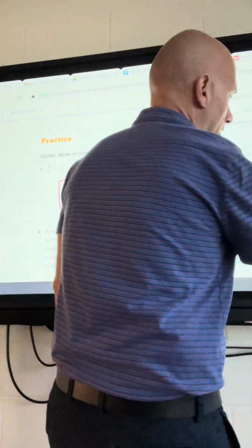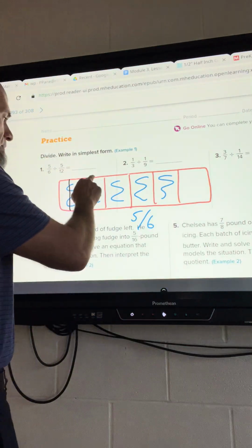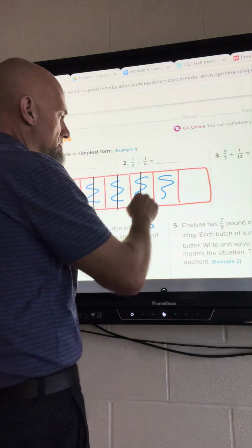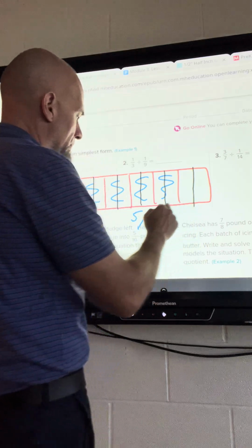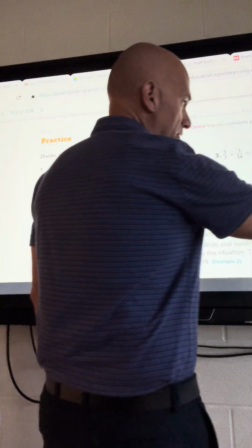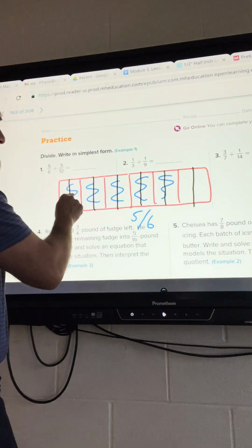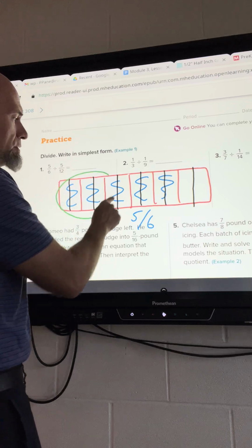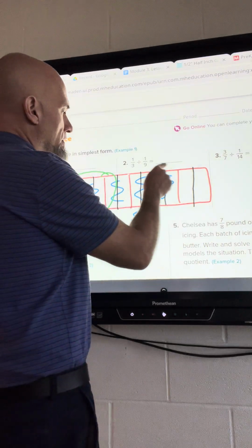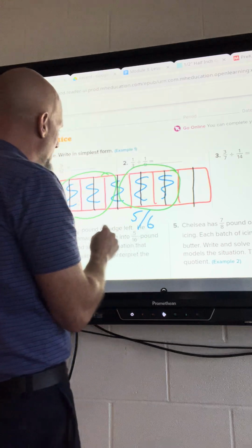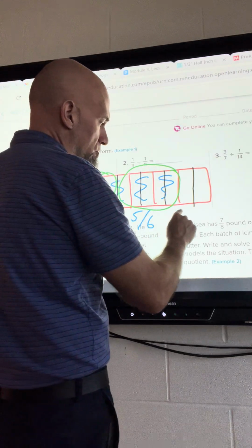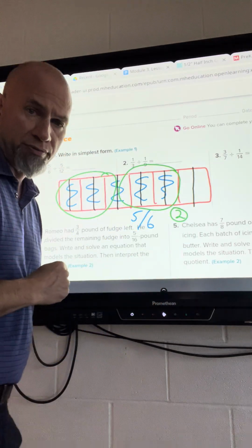And the way we would do that is we would cut each one of them in half. So now instead of 5/6, I've got 10 12ths. And now I'm circling groups of 5/12ths. So we just count them. 1, 2, 3, 4, 5, that's one group. 1, 2, 3, 4, 5, that's your second group. So inside of 5/6 would be 2 groups of 5/12ths.